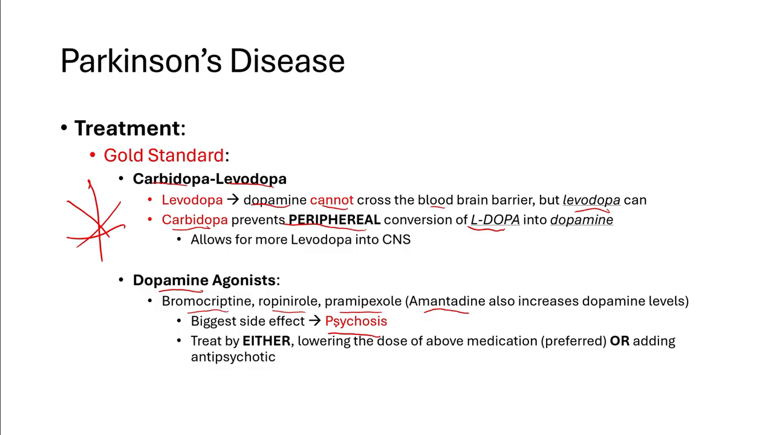Now, with dopamine agonists in Parkinson's disease, we can treat this in one of two ways. We can either lower the dose of one of these above medications, or we can add on an antipsychotic. Almost always, we try to lower the dose, obviously, if able to, of the above medications. The reason being is we don't want to just add on another medication and induce more polypharmacy into this individual, especially an individual that's at increased risk for aspiration pneumonia if they have Parkinson's disease.